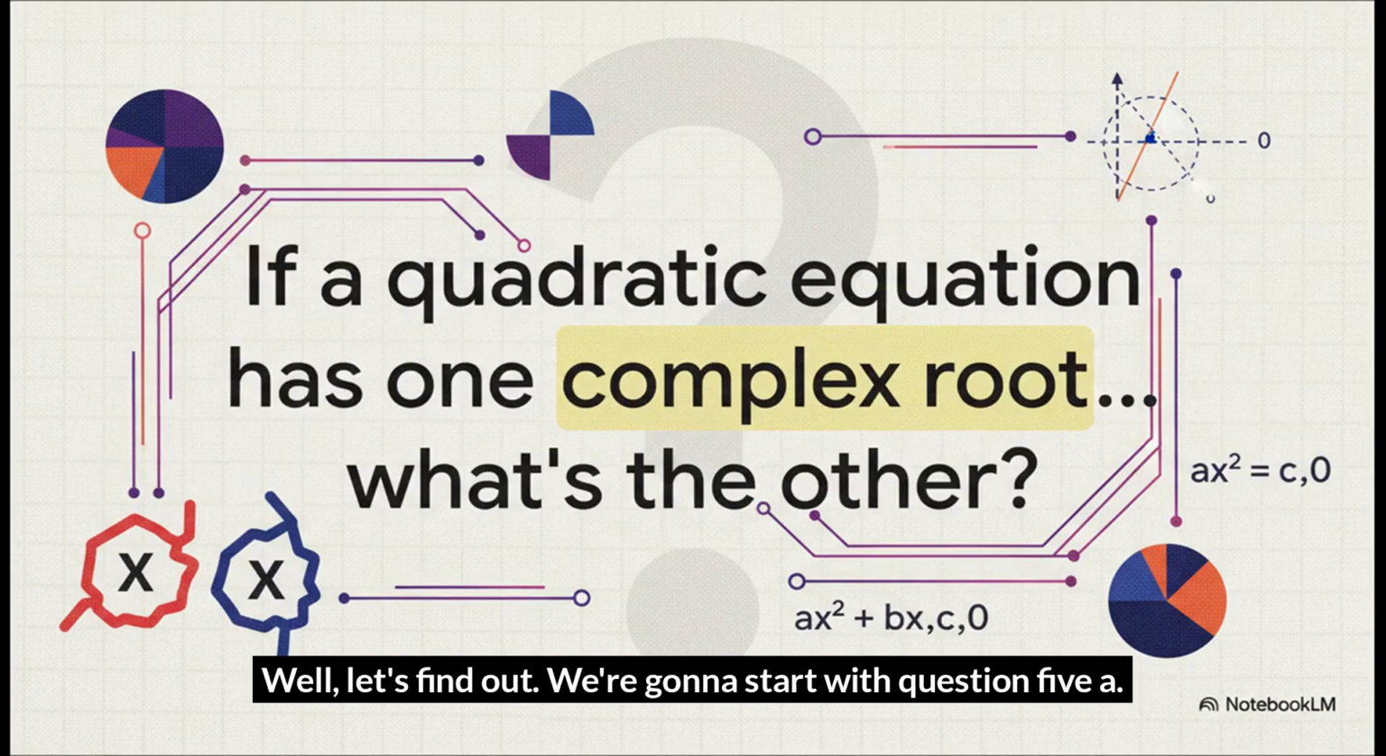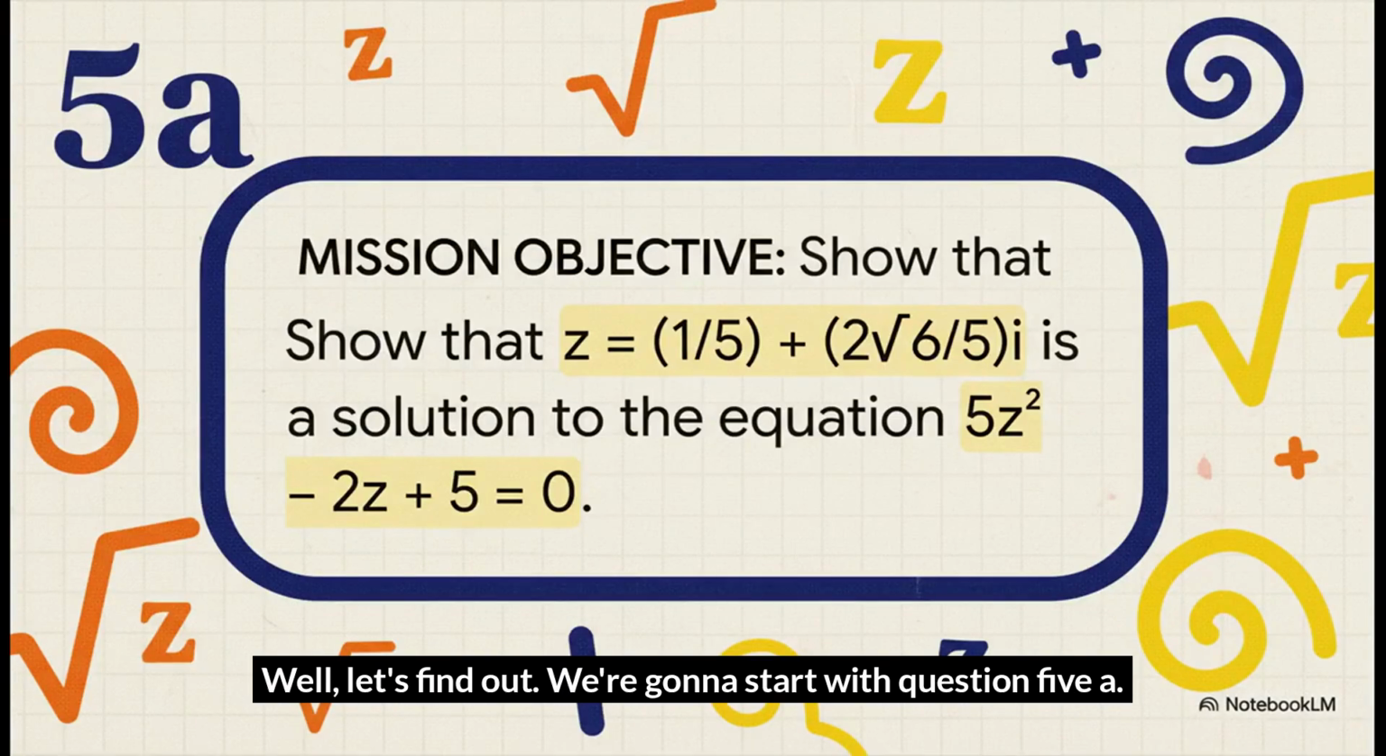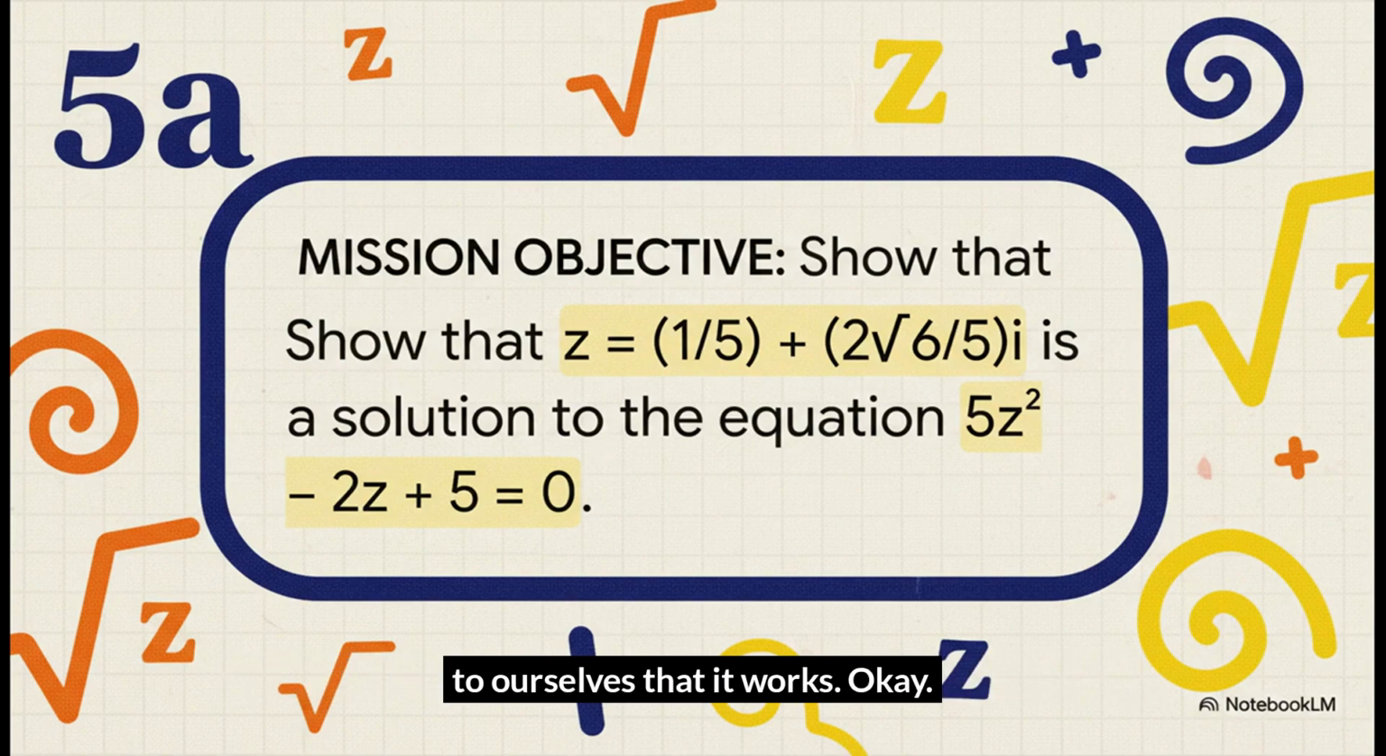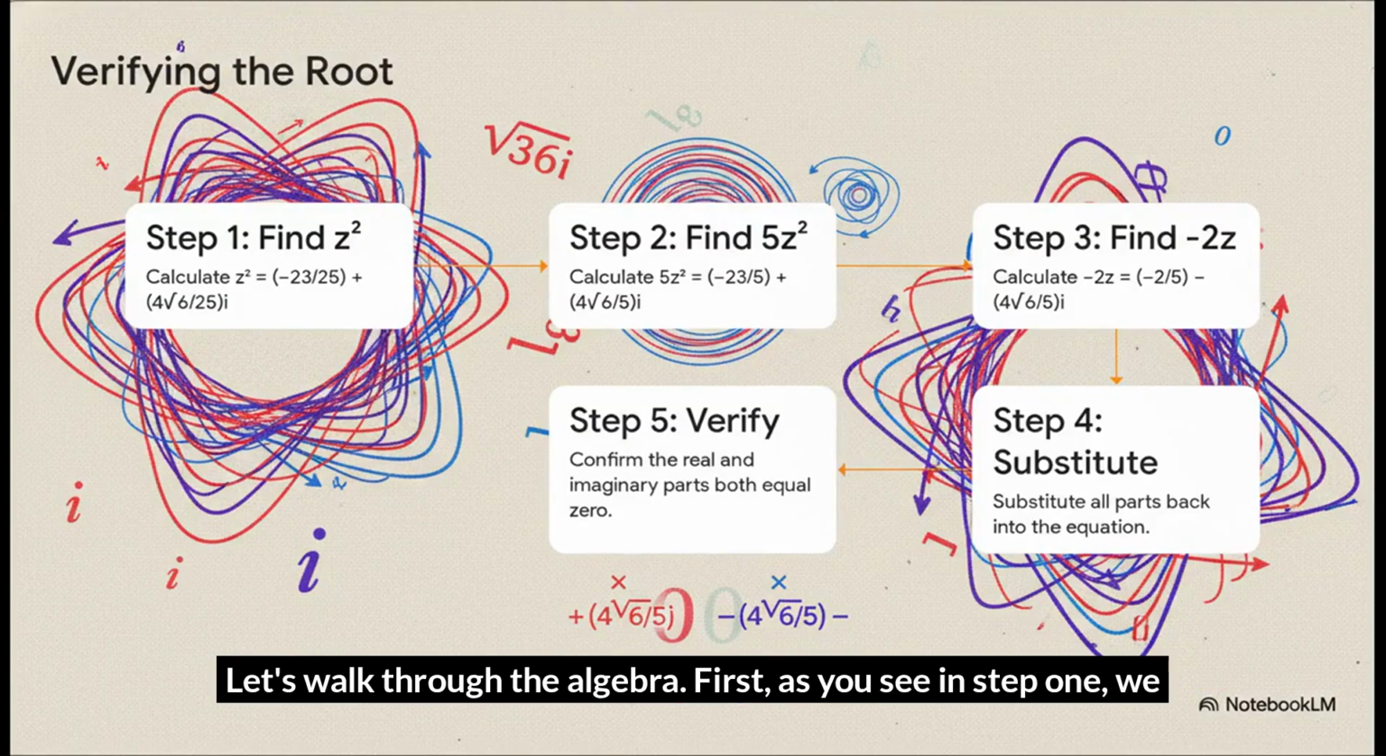Well, let's find out. We're going to start with question 5a. The job here is to prove that this particular complex number is a solution to this quadratic. Now, we're going to do this the long way first, just to really prove to ourselves that it works. Okay, let's walk through the algebra.